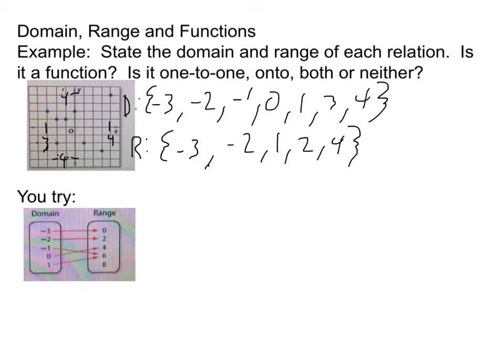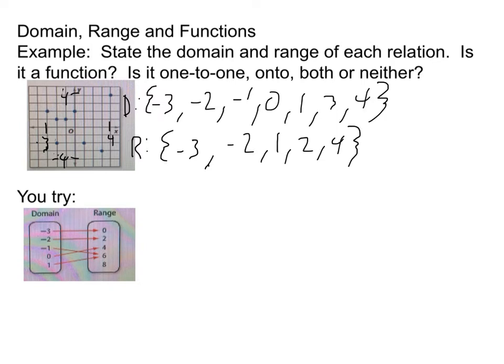Okay, is this one-to-one? Meaning, does each value correspond? Well, no. It's not a function, so it can't be one-to-one or onto. It has to be a function to be both of those. So we can say no, it's neither of those. Alright, you give this a try, hit pause, state the domain and range. Is it a function? Is it one-to-one, onto, both, or neither? Hit pause.